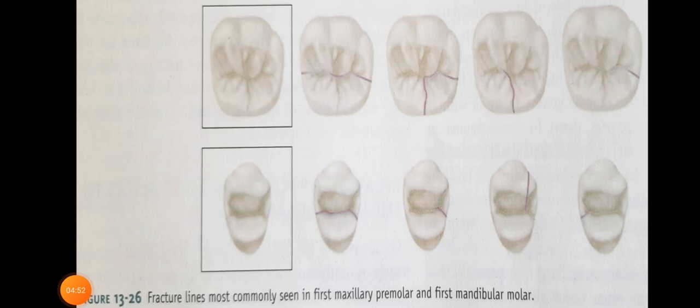The clinician should be familiar with the most likely places morphologically for cracking or fractures to occur. The most likely places involve developmental grooves. You can see this in figure 13.26. Let's have a look over figure 13.26. This figure shows the fracture lines most commonly seen in the maxillary first premolar and mandibular first molar. The upper one is the mandibular first molar and the lower one is the maxillary first premolar, right?